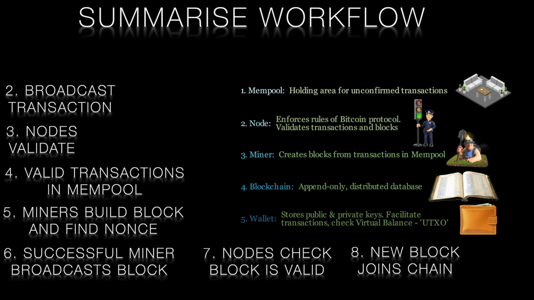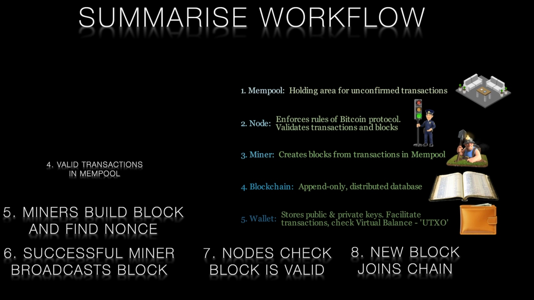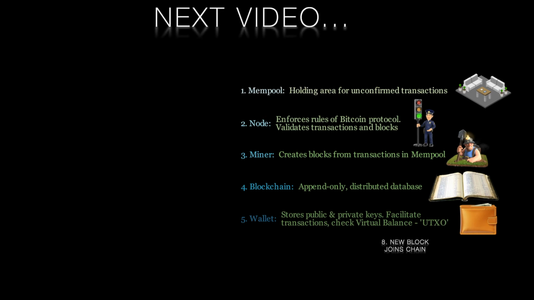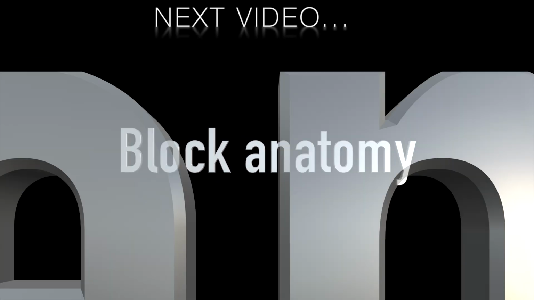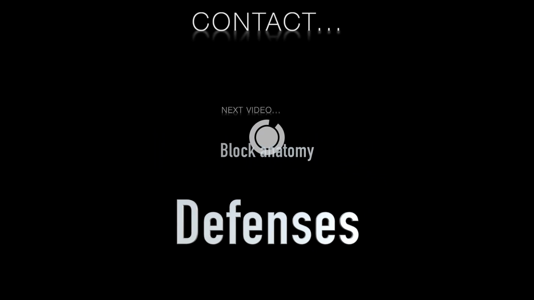This is Richard Walker. Thanks for watching this video where we've described the key components of the Bitcoin system and seen how they operate together to validate transactions, solve the double spend problem, and generate distributed consensus independent of a central trust authority. In the next video, we will take a closer look at the anatomy of a block and look at how blockchain defends itself against certain types of malicious attack, including 51% attacks, Finney attacks, and race attacks.